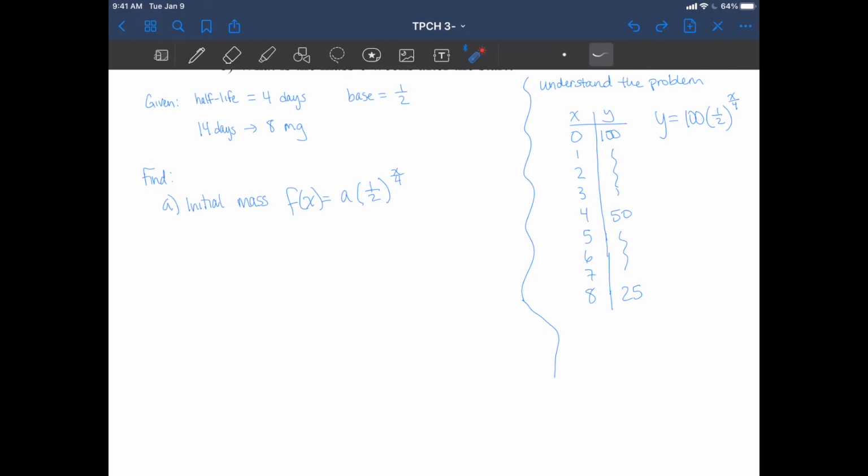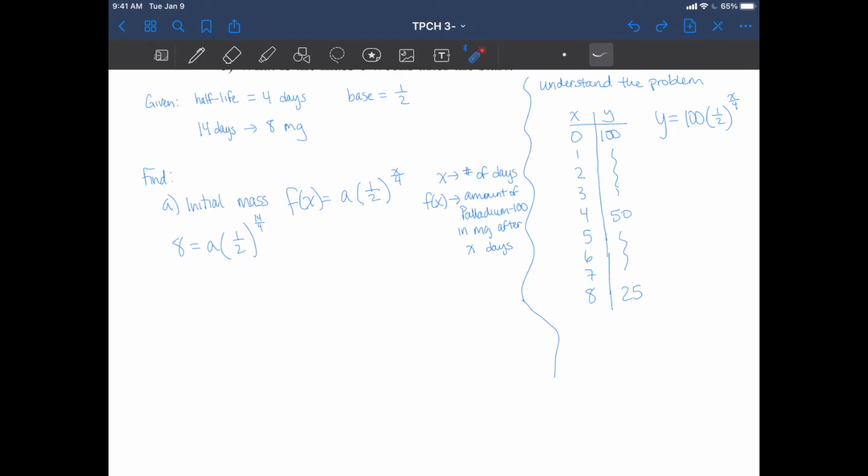This x is going to represent the number of days, and f of x is going to represent the amount of palladium 100 in milligrams after x days. Okay, so now that I've defined my variables, I'm going to go ahead and plug in the information that I know. I have 8 milligrams when it's 14 days, so I put 14 up here.